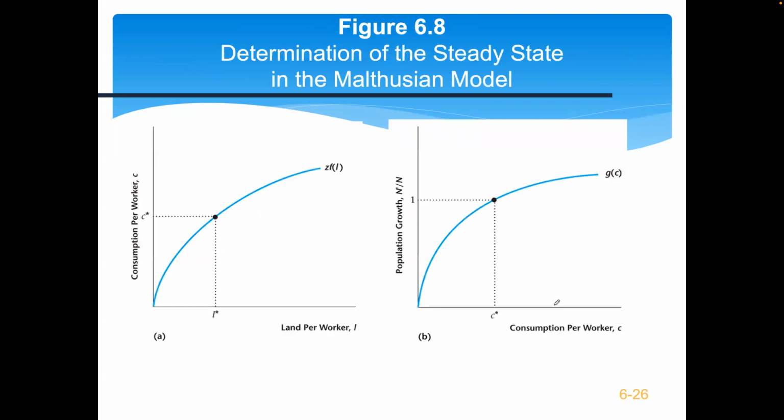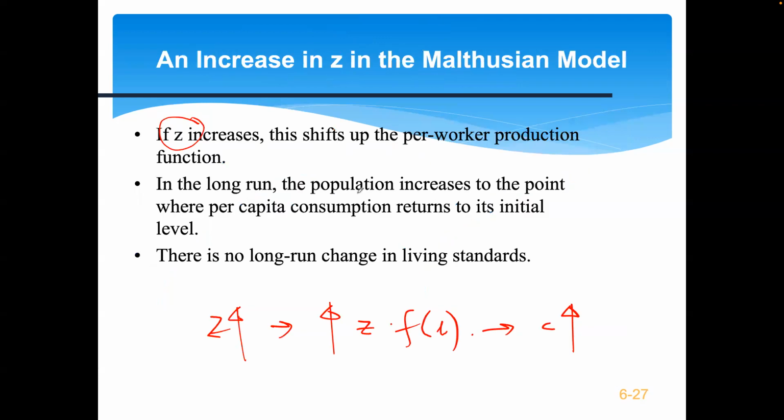Okay, let's go back to the previous one. So this is Z, this is Z. If you have Z increase, then this curve is going to shift up, right? But first you have this C. Now, if this curve shifts up, what does this mean? Go to the next one. Now, if C shifts up, that just means the population is going to grow.